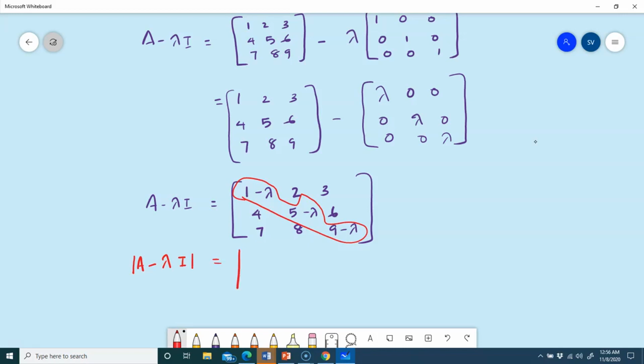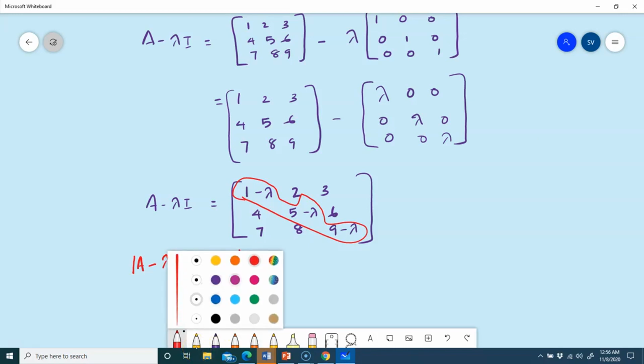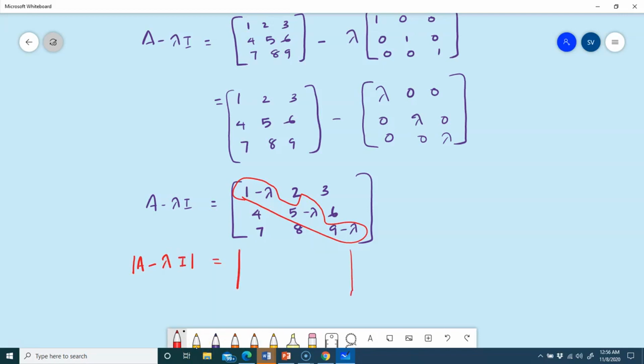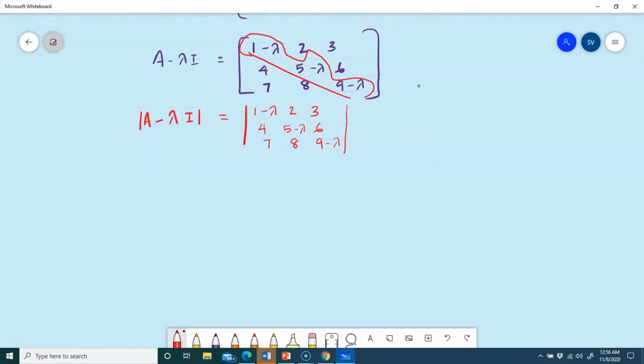That means the determinant of this matrix: 1 minus lambda, 2, 3; 4, 5 minus lambda, 6; 7, 8, 9 minus lambda. This is actually the characteristic polynomial. We need to expand this and write it in the form of a polynomial. For that, you have to expand this determinant like this.